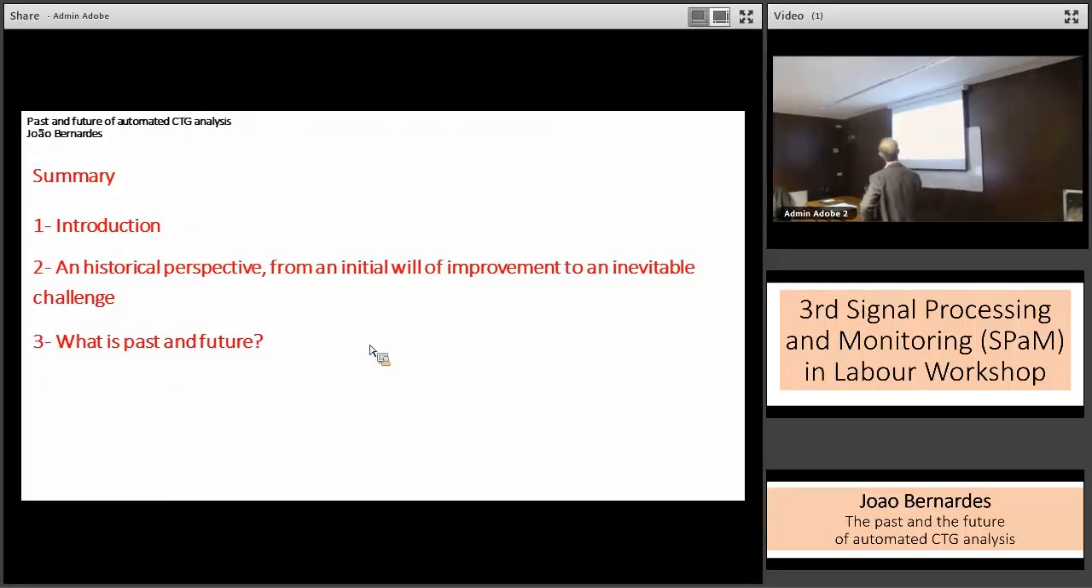Well, I will start with a couple of words to explain how I will present my communication. Then I will present a historical perspective from an initial wheel of improvement to an inevitable challenge, and finally some reflections on what is past and future.